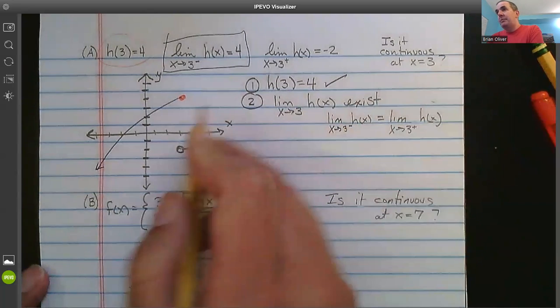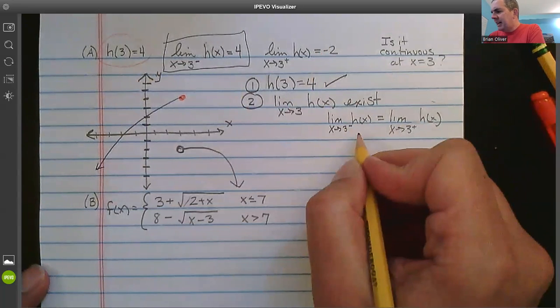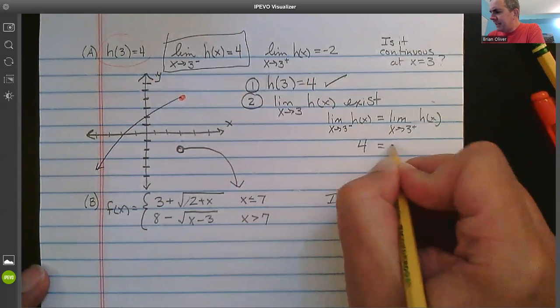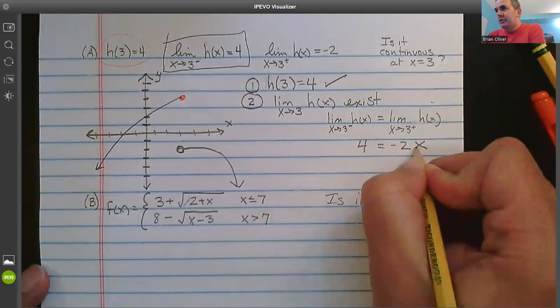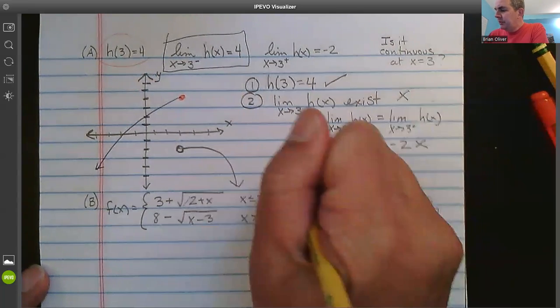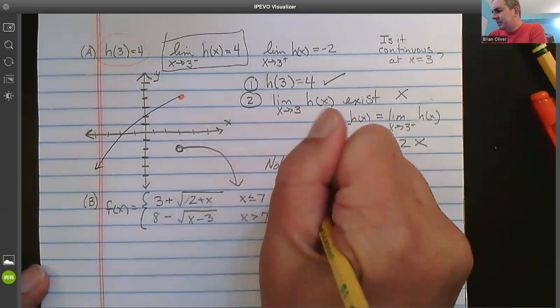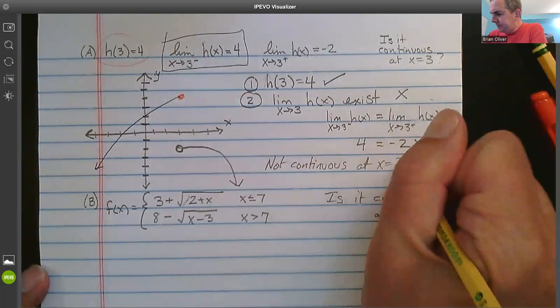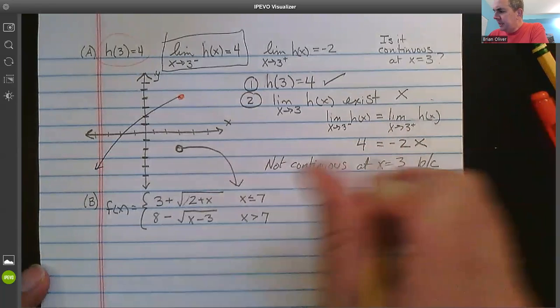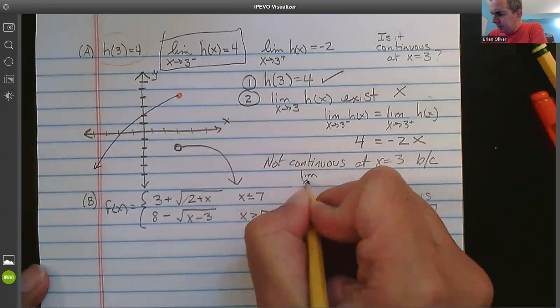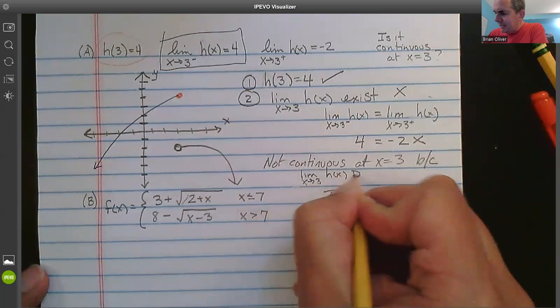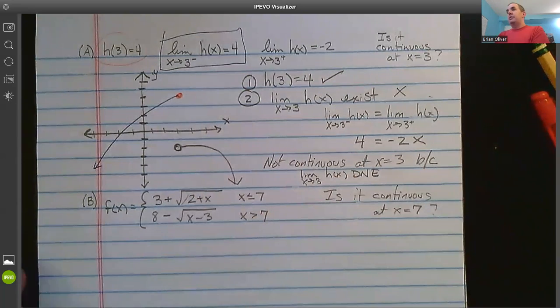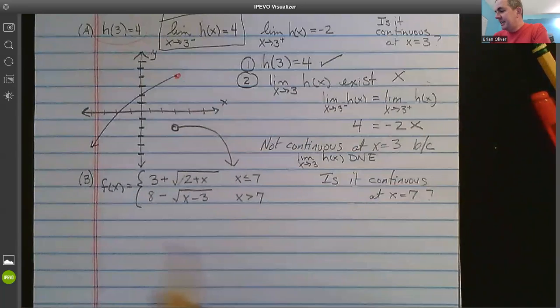In this case, we can go right from this explanation. From the left side, it's 4. From the right side, it's -2. That's not true. So we would say it's not continuous at x equals 3, because the limit as x approaches 3 of h of x does not exist. So that is kind of our explanation of limits in terms of continuity. So there's our first one. Every other one of these is another continuity-based kind of thing.